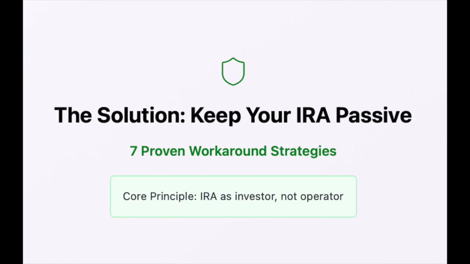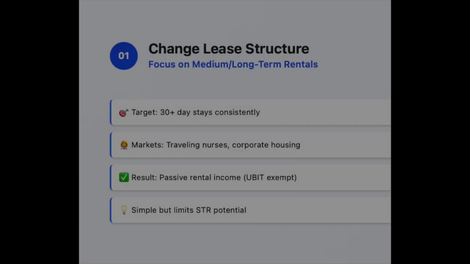The core principle, really, that ties all these strategies together in the source, is making sure the IRA's role is purely passive. Passive, okay. Yeah, the goal is to structure things so the IRA isn't seen as running the business, it's just an investor. Or a landlord receiving passive income. Makes sense. All right, let's break down these workarounds. What's number one? The first one is maybe the most direct, conceptually.